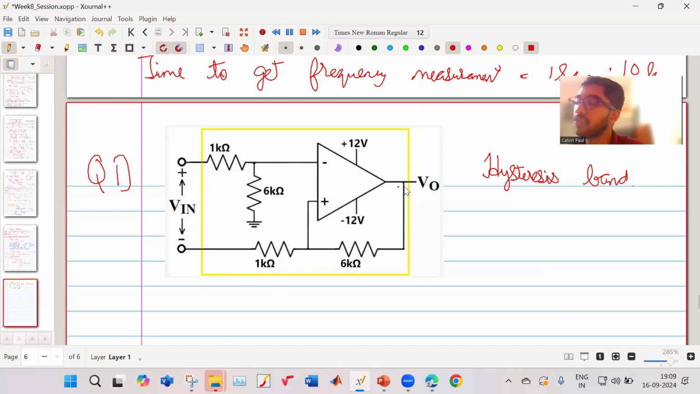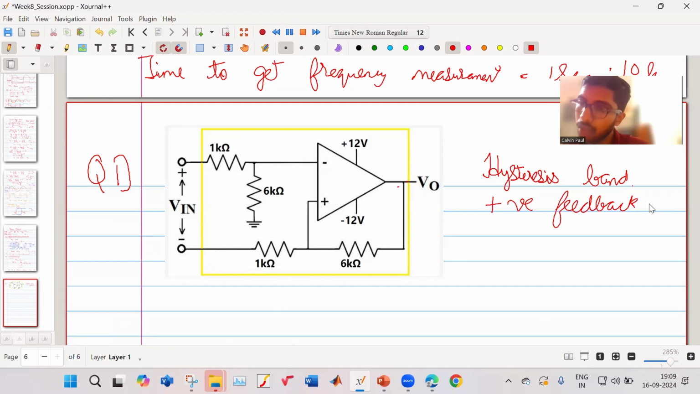First thing you see, what is the feedback? Here, you see it is positive feedback, right? So you know you cannot apply the virtual short ground concept. And they have told hysteresis band, so you know that it is a Schmitt trigger. So those things are confirmed, like you're confirming what you think.